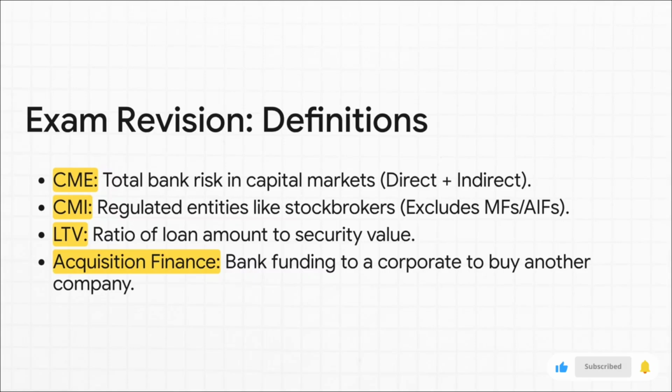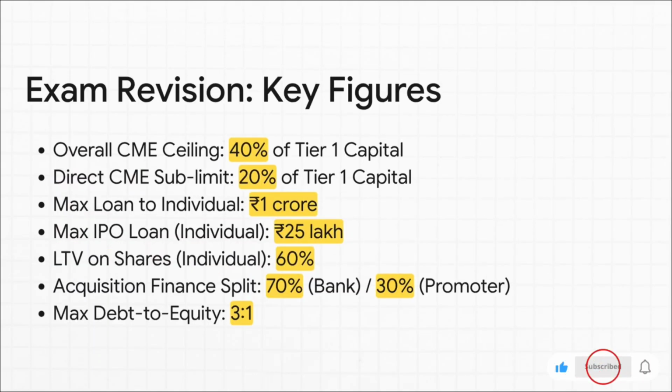CME is the bank's total risk in the capital markets. CII is your stockbroker type, but remember, it excludes mutual funds and IAFs. LTV is simply the loan amount versus the security's value, and acquisition finance is just funding to buy another company. Simple enough, right? Next, the key facts and figures.